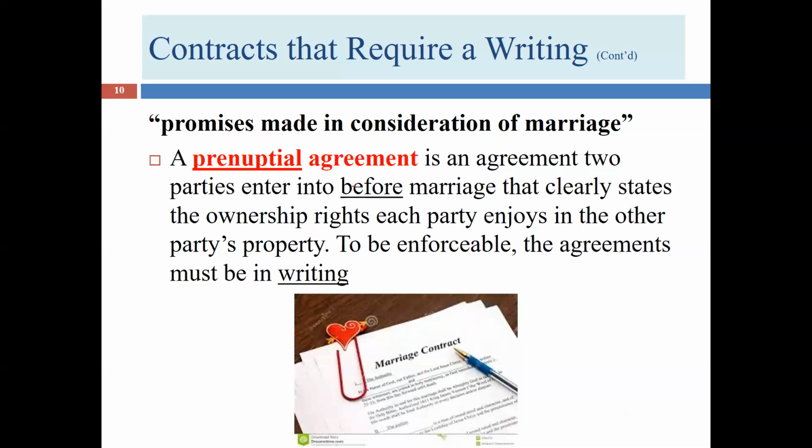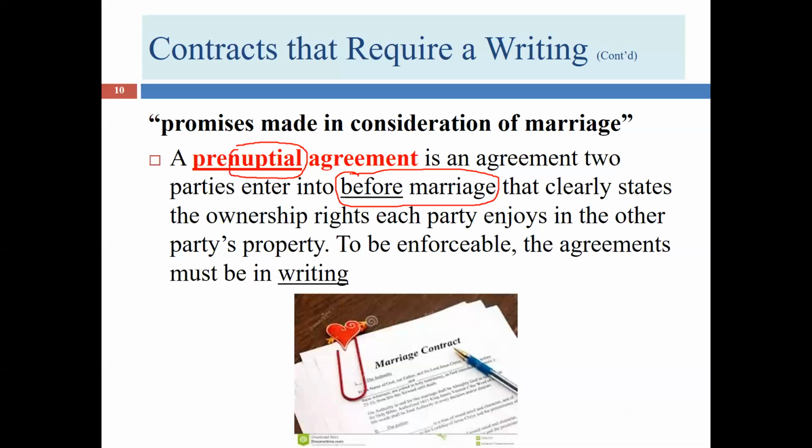These are entered into, as you can see, the nuptial is the marriage, so pre-marriage agreements. So you enter into this before the marriage, and this would define what the parties would be entitled to when the marriage ends, whether it ends via divorce or via the death of one of the parties. These types of agreements are generally enforceable in Texas and in most jurisdictions, but they do need to be in writing. And there are additional requirements in most states, including Texas.